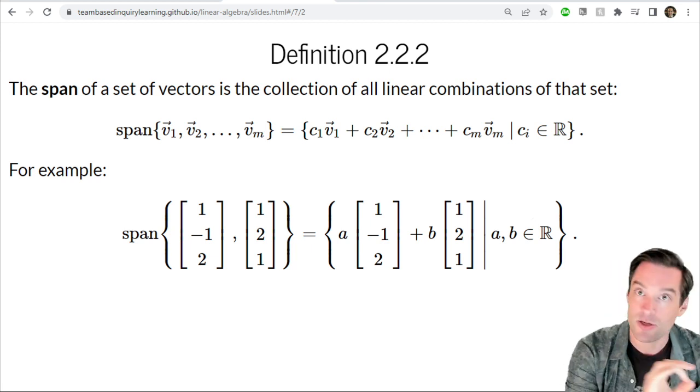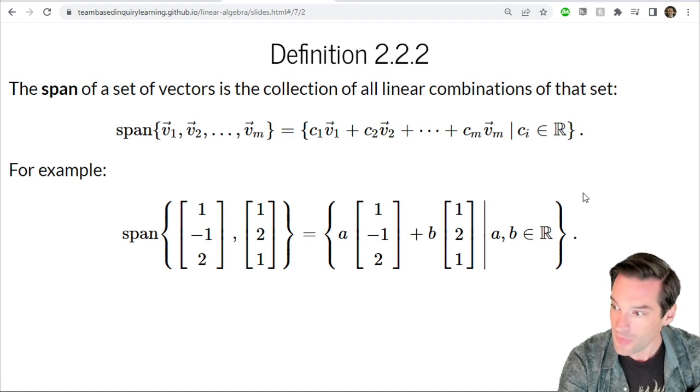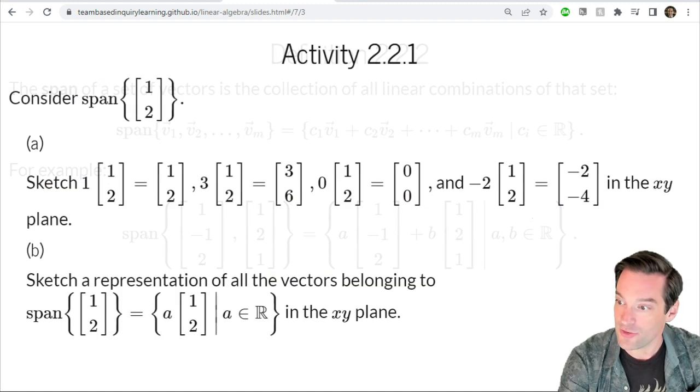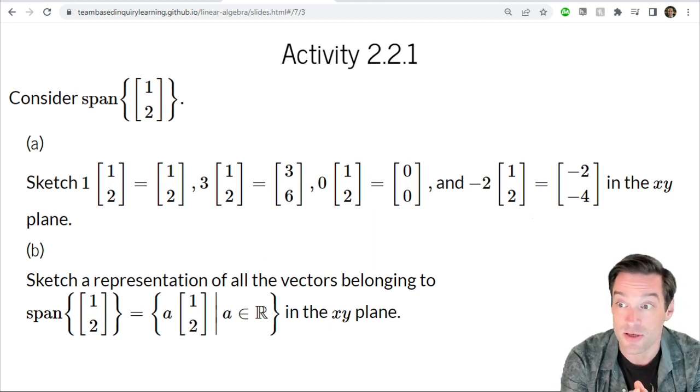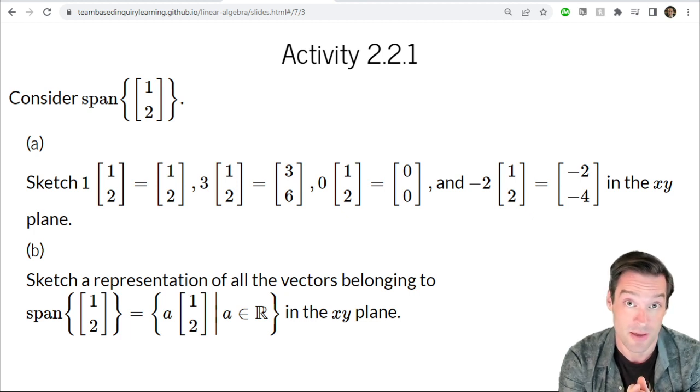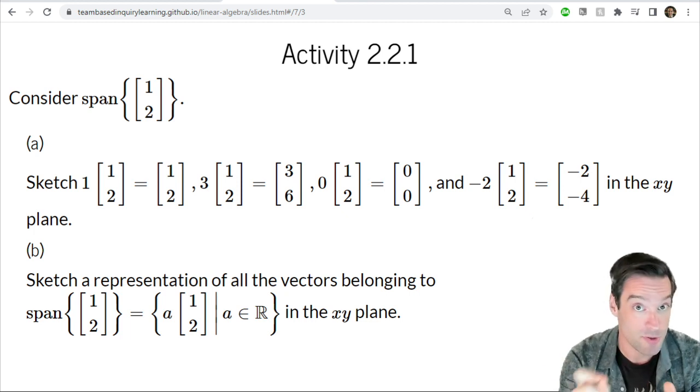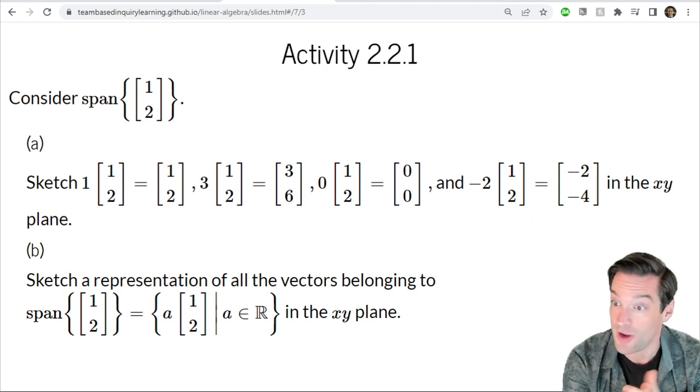So the activities that you're going to do in this section begin by just trying to characterize what does the span look like? What is the set of all linear combinations of a set of vectors in some simple cases that are not too challenging to visualize? And I have a couple of Desmos tools for you to help you with the visuals in this process.